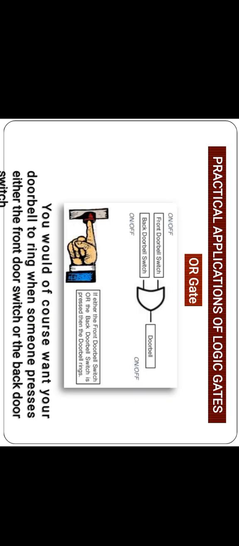Next, the OR gate. You would of course want your doorbell to ring when someone presses either the front door switch or the back door switch. Here we use the front doorbell switch and back doorbell switch. If either the front doorbell switch or the back doorbell switch is pressed, then the doorbell rings.